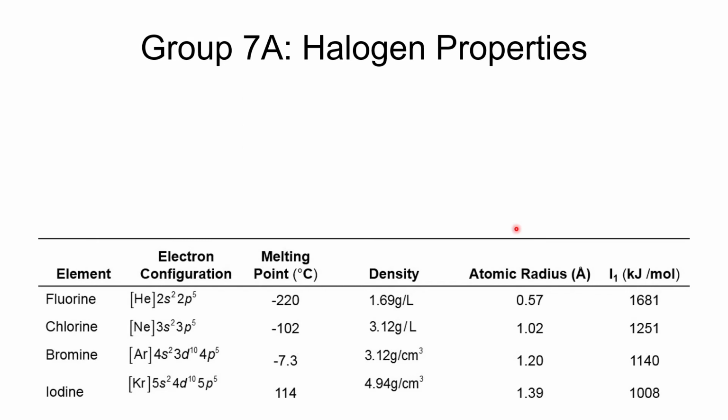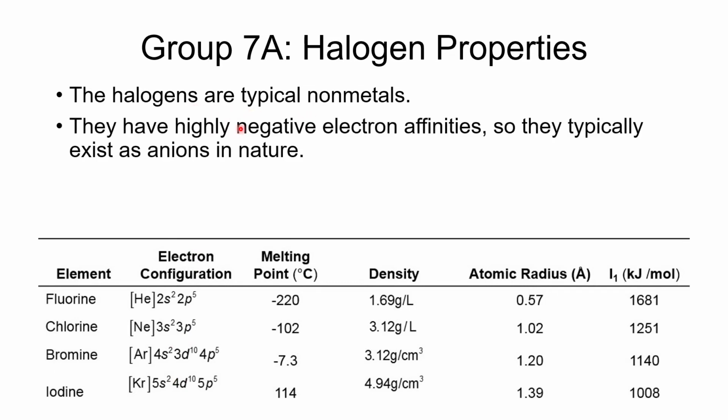Group 7, the halogens. For the halogens, fluorine, chlorine, bromine, and iodine, they have 7 valence electrons. These are just typical nonmetals. These are all going to be nonmetals, and they're very typical. They have highly negative electron affinities, so they typically form anions in natural conditions. You will not find elemental fluorine, chlorine, bromine, and iodine anywhere on Earth.